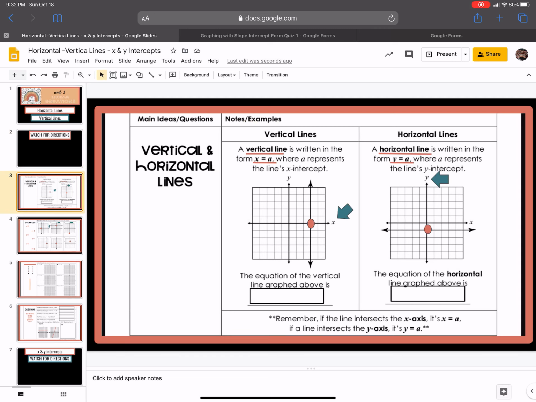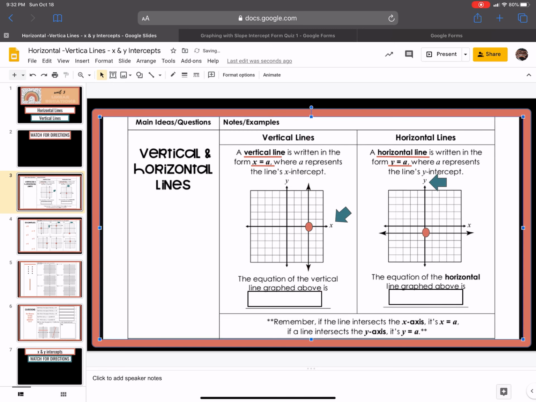So first thing I want to explain are vertical and horizontal lines. We already know what those are. Vertical lines go up and down. Horizontal lines go from left to right. So when we are graphing, we have things that go straight up and down. We know that this vertical line going up and down is an undefined slope. But we want to be able to put this into some sort of equation to represent where it's passing through the different lines.